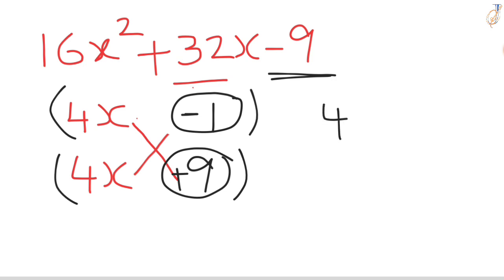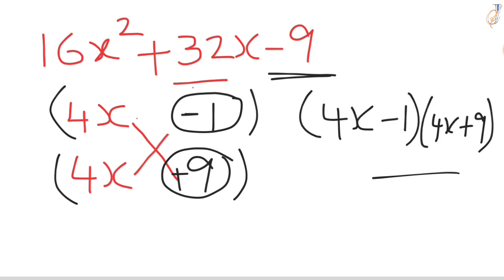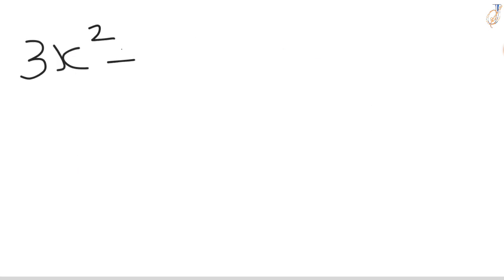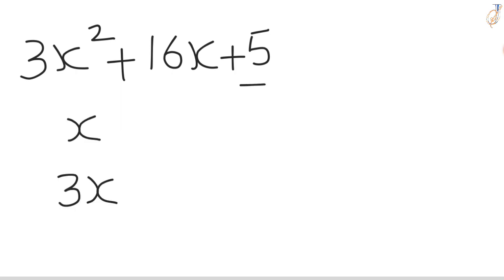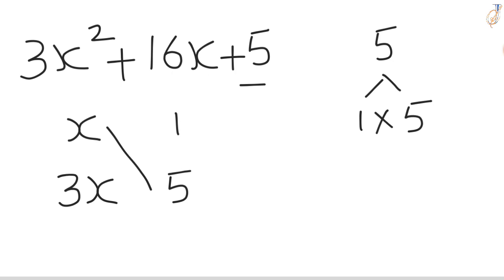So these are the factors of this question. So what are the factors? 4x minus 1, 4x plus 9. Next, 3x square plus 16x plus 5. Here also the x square coefficient is not 1. So split the terms. You split it x, 3x. Next, find the factors of 5. 1 times 5 is 5. Just take 1 and 5. Now do the cross multiplication.